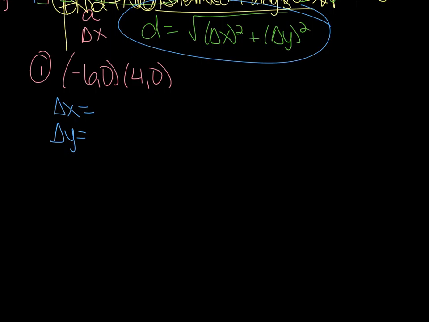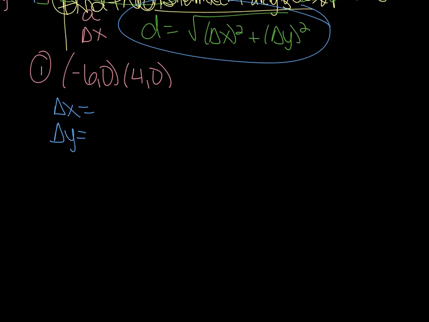And we did this back whenever we talked about slope. To find the change in x, I'm looking from one x coordinate to the next. Make sure you're going from x to x, not x to y or y to x, okay? From x to x, from negative 6 to 4. Thinking about a number line, how would you get from negative 6 to 4?